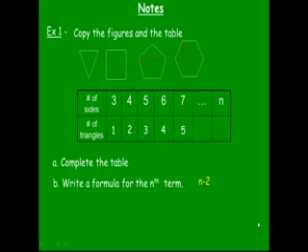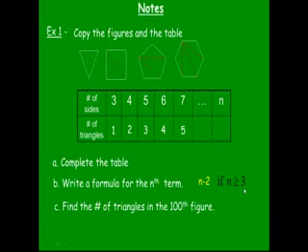Now, of course, this rule only works when we're talking about figures, shapes, polygons. So it's only going to be true when n is greater than or equal to 3, because if you have less than 3 sides, you don't have a figure. So, finally, let's find the number of triangles in the 100th figure.